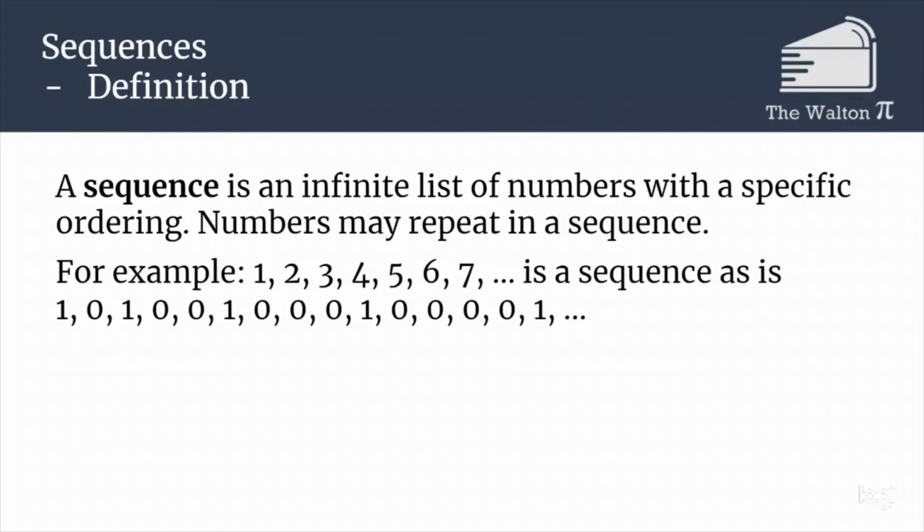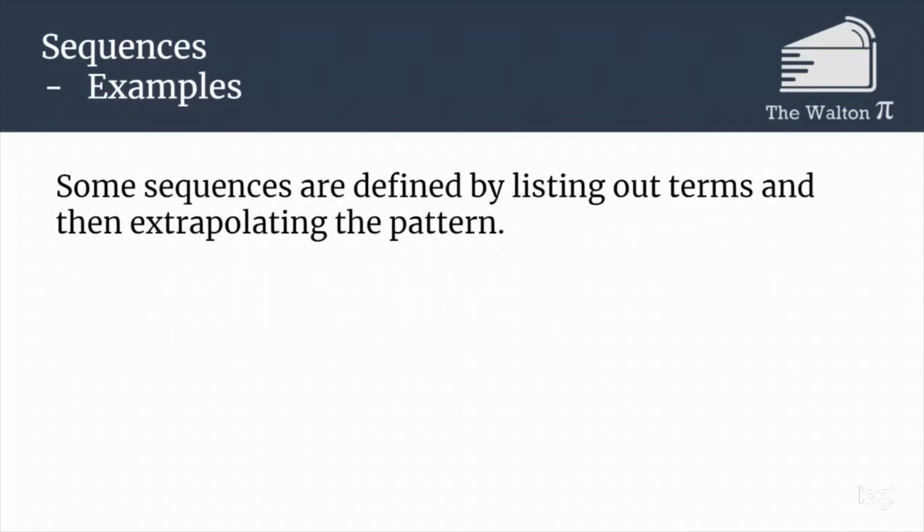So that's the difference between a set and a sequence. A set, there's no order. A sequence, there is an order. Some sequences are defined by listing out terms and then extrapolating the pattern. The pattern is going to be pretty straightforward, kind of like the 1, 2, 3, 4, and so on. That pattern is pretty clear.